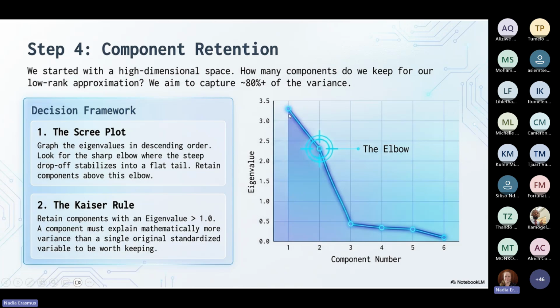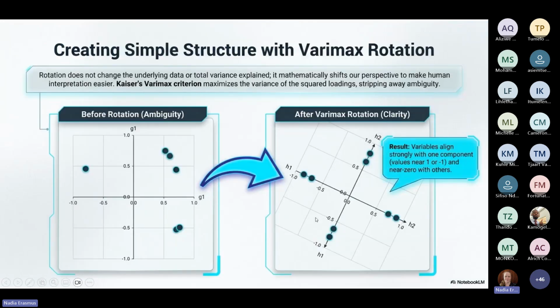So the eigenvalues are still good. So it still has a bigger impact. The smaller it is, the less impact it has. Okay, and then why are we doing this?